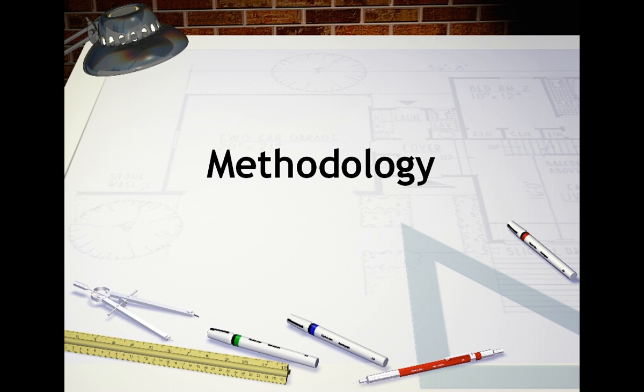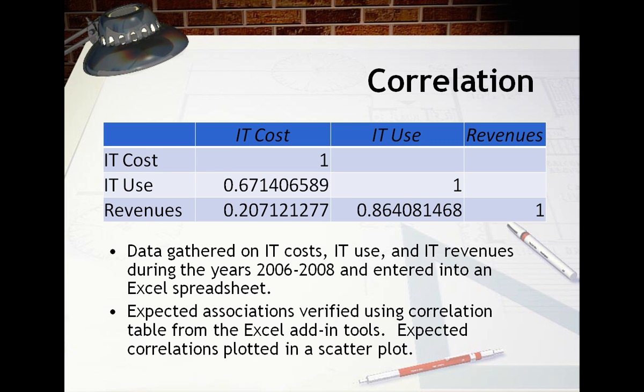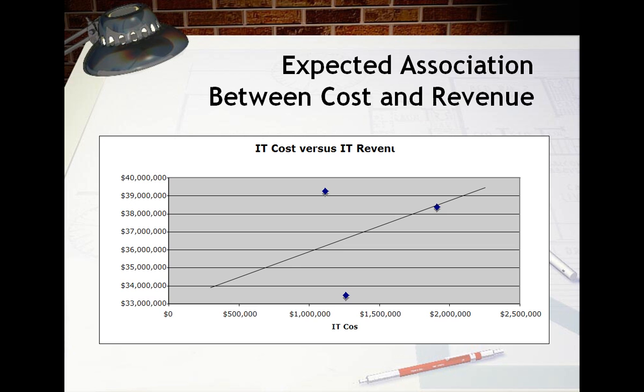Using information provided to us by a professor at George Mason University, we have reached the following results. We used a Microsoft Excel spreadsheet. The following formulas were calculated. The data was then plotted on a scatter plot to determine causality. The scatter plot of IT cost versus IT revenue appears here.